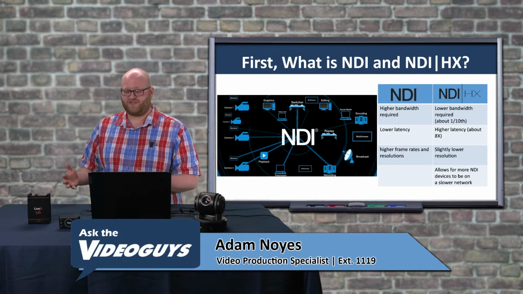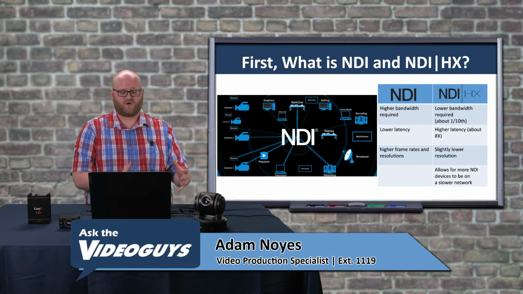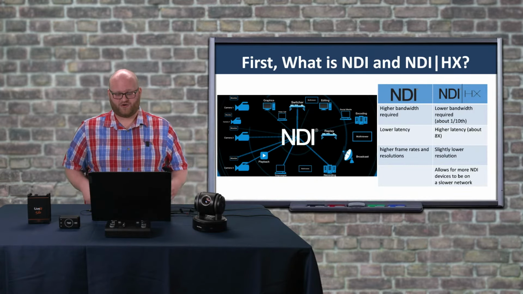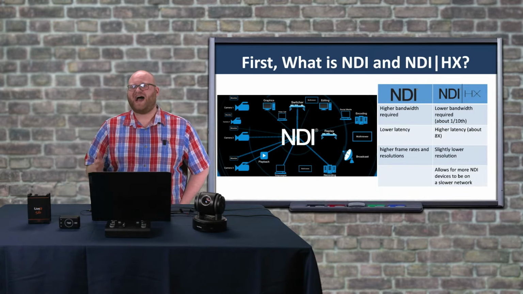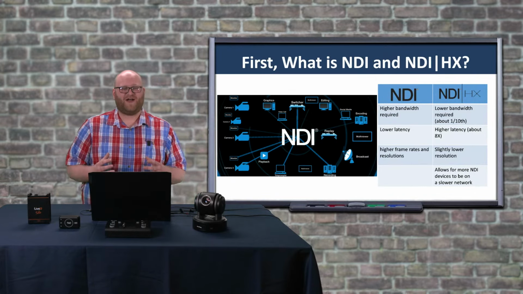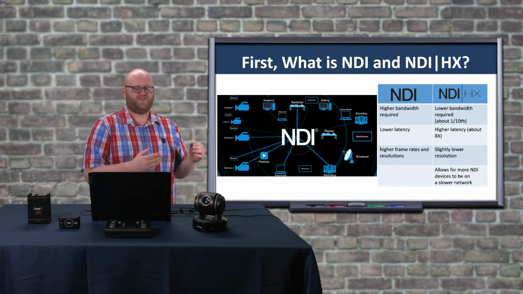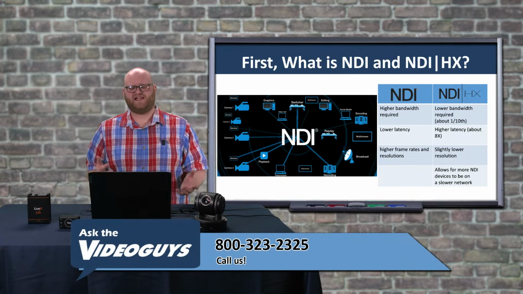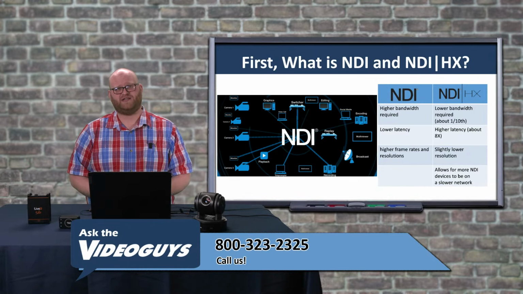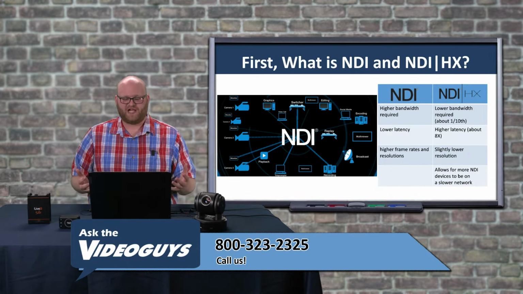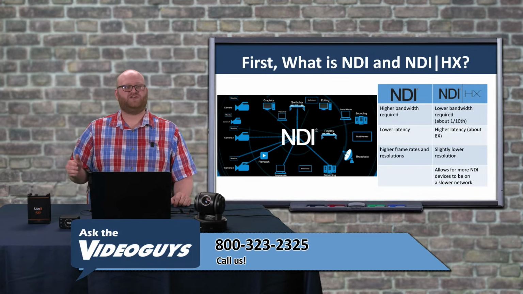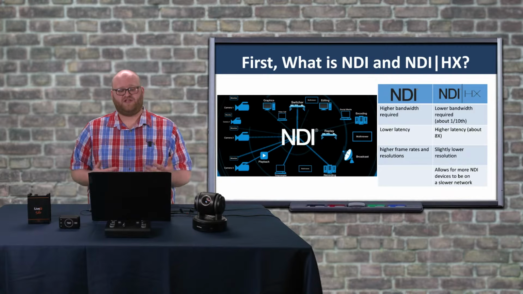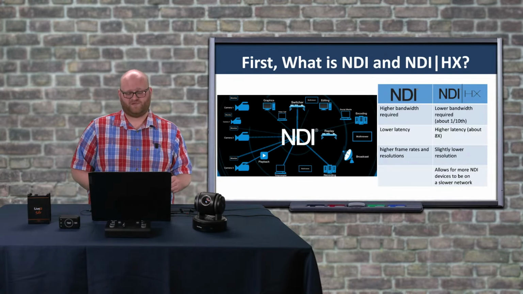NDI HX, on the other hand, requires lower bandwidth, usually about 1/10 of a full NDI camera or system. It also has higher latency as a result, about 8 times slower than full NDI, and slightly lower resolution because there's a little more compression. But it allows for more NDI devices on a slower network. If you have a slower network, NDI HX is the way to go. Though for sports, we recommend full NDI because it has less latency.